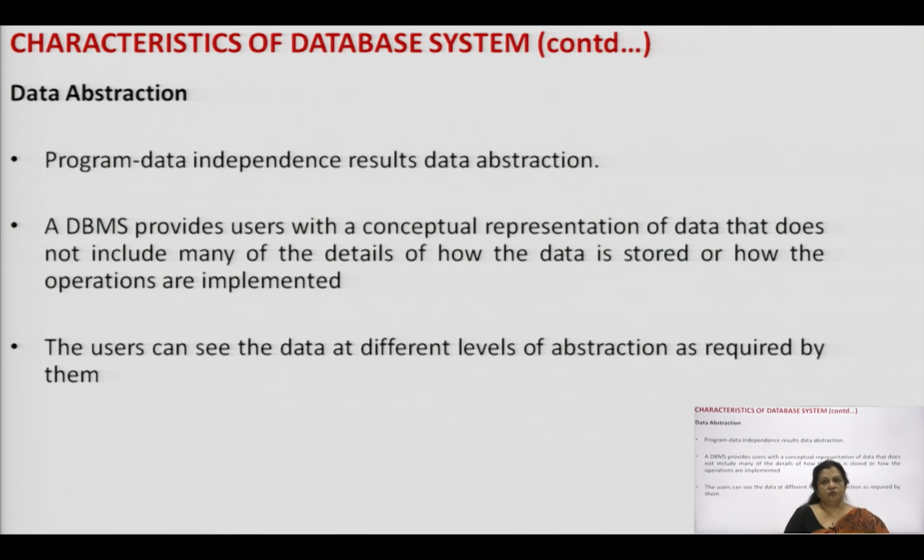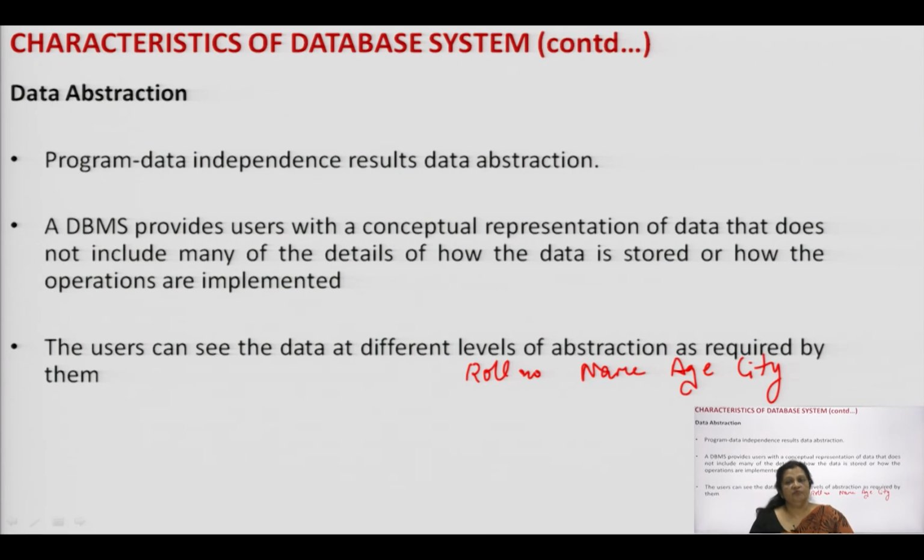That means, let us say I am a user of data and the data that we have stored is the roll number, the name, the age and the city of the students. Now, I as a user of this data am concerned with only the roll number and the name of the students. So, I can view or retrieve only the roll number and the name, whereas some other user may want the roll number, the name and the city of the students. So, that person can retrieve the data required by him. The users can retrieve whichever data they require, and different levels of abstraction are maintained.